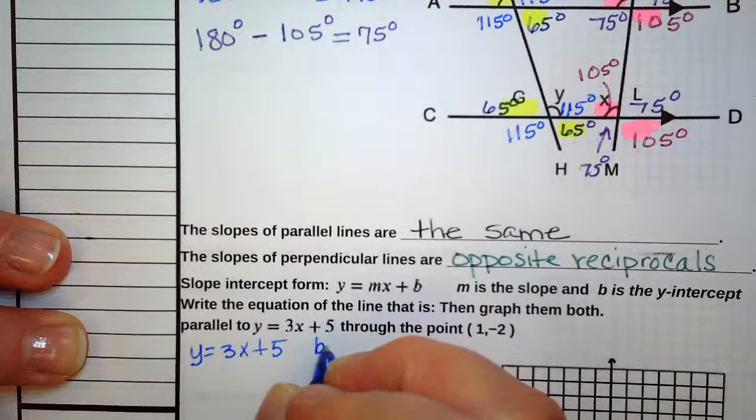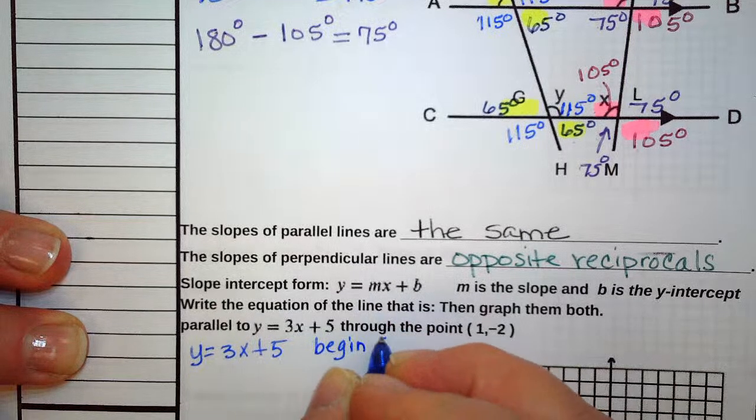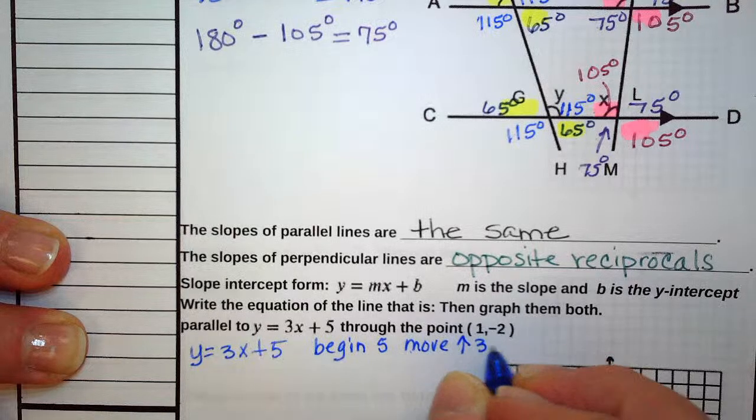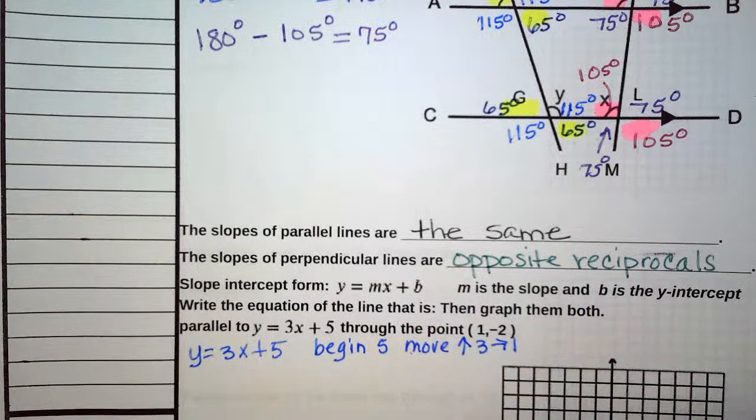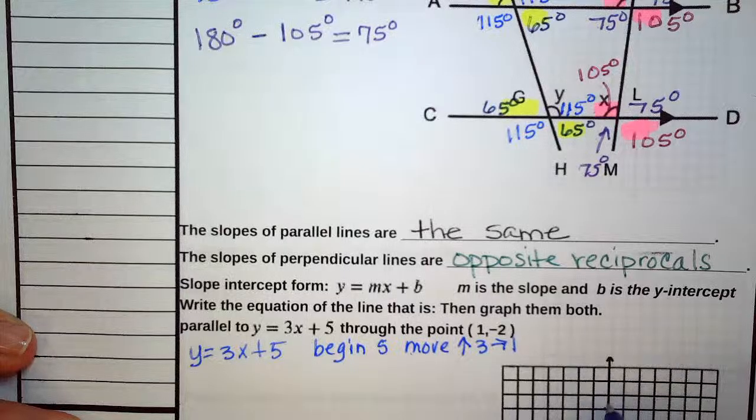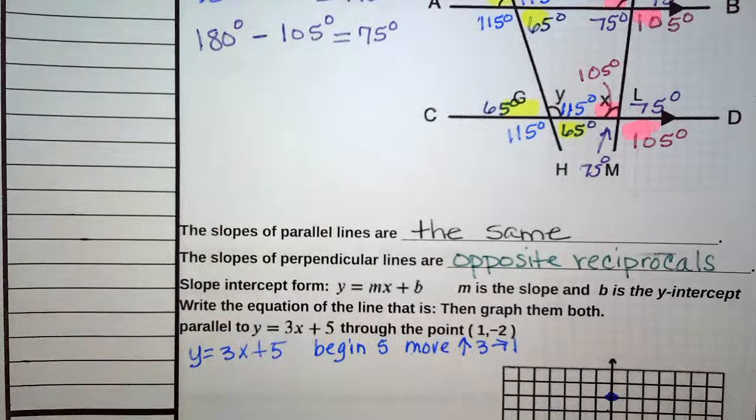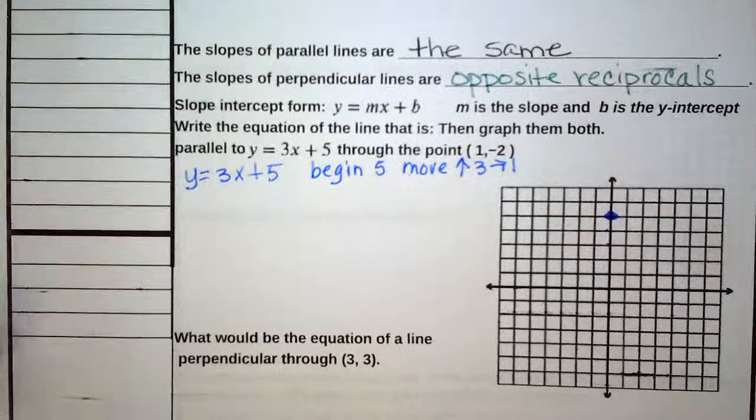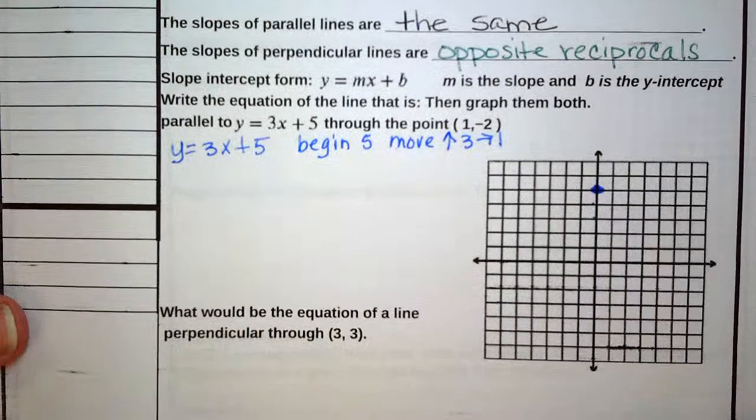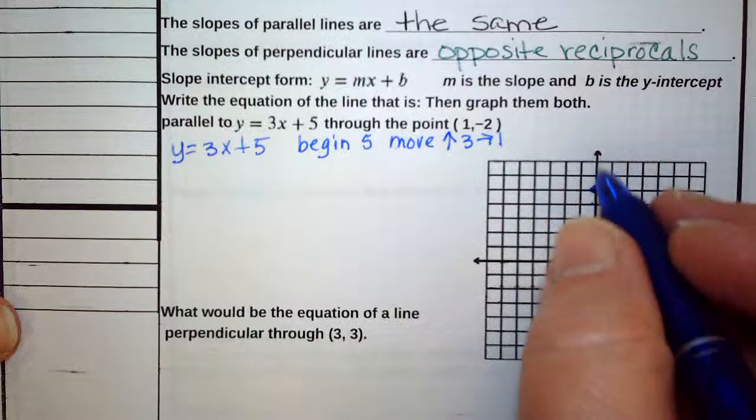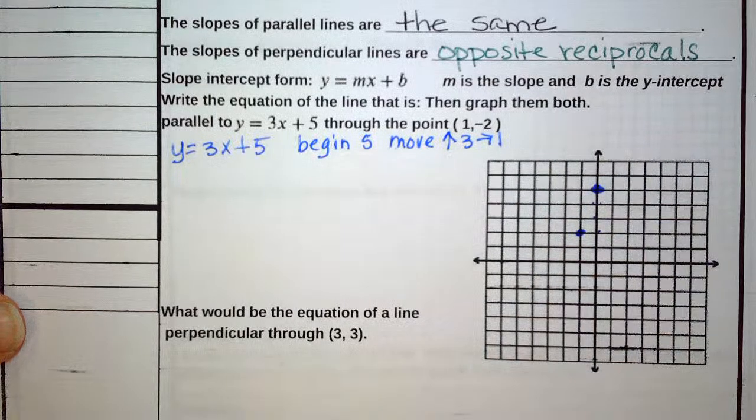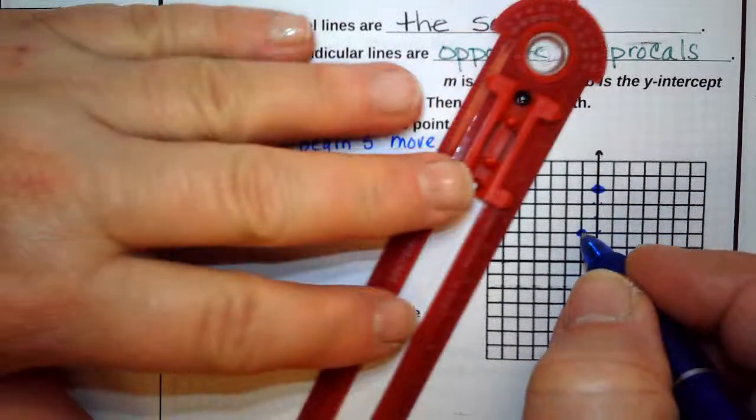I begin at 5 and I move up 3 and right 1. As I'm looking at my graph, I cannot do that. Okay, if I can't go up 3 and right 1, then I'll go down 3, 1, 2, 3, and left 1. And that gives me the same line if I do totally opposite of what I normally do.